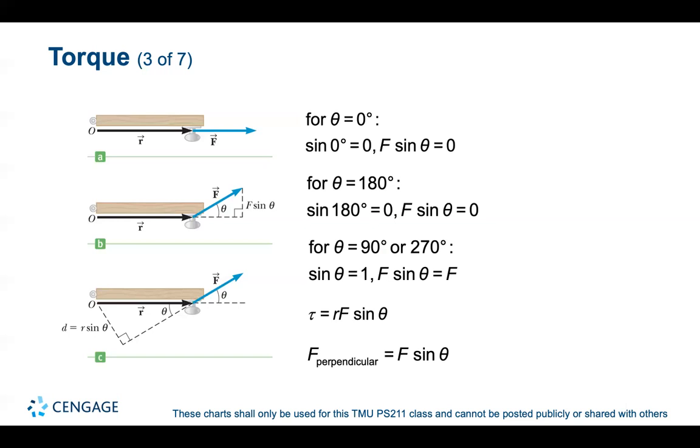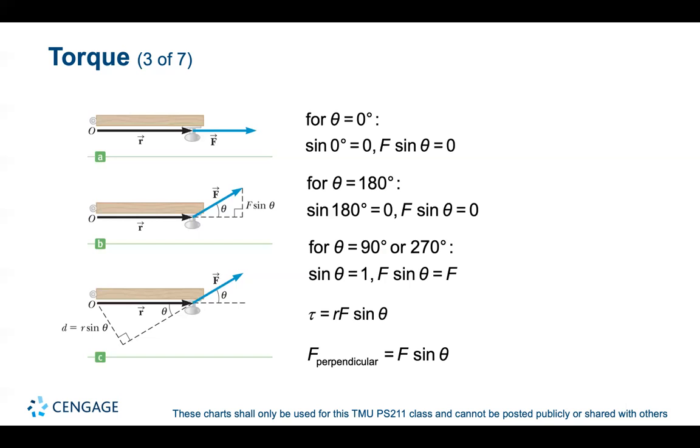Exerting the force in this direction couldn't possibly open the door. But if the applied force acts at an angle to the door, as in the middle figure, the component of the force perpendicular to the door will cause it to rotate. The bottom figure shows that the component of the force perpendicular to the door is F sine theta, where theta is the angle between the position vector R and the force.